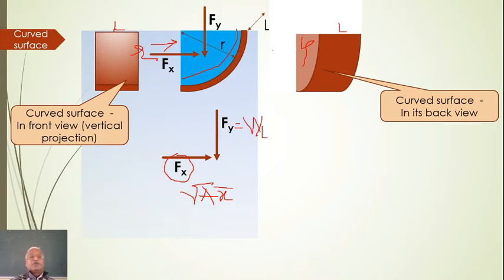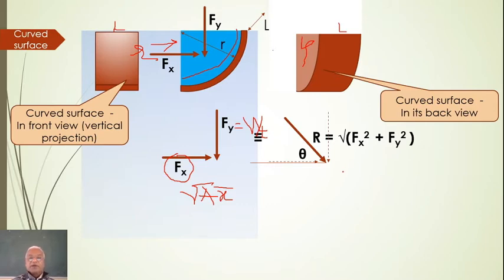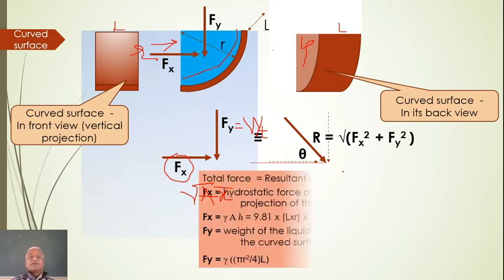So that's how to go ahead. We'll see, and then afterwards you have to find out the resultant of the two forces. You know how to find out the resultant: square root of Fx squared plus Fy squared. Theta will be tan inverse of Fy by Fx. Okay, that's how to handle a curved surface.